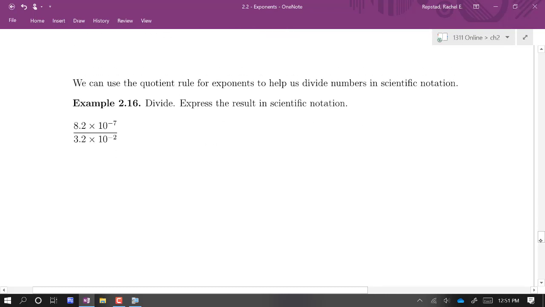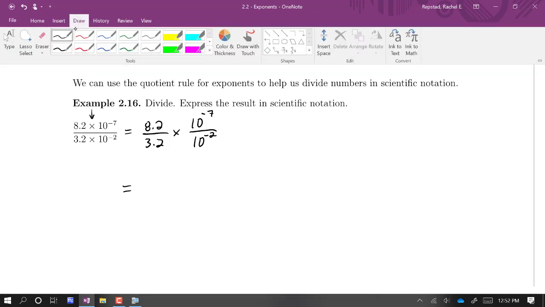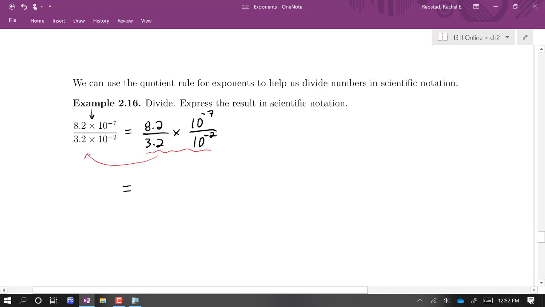Division is also pretty simple, and the way I'm going to do it is just split up this fraction over this product. So this is the same as 8.2 over 3.2 times 10 to the negative 7 over 10 to the negative 2. I'm basically just using what we know about how you multiply fractions, but using it backwards. Usually we're familiar with, if I start with a product like this, that I can multiply the two tops and put them on top, and multiply the two numbers on the bottom and put them on the bottom. So that fact works in both directions, and I'm just taking advantage of that now.